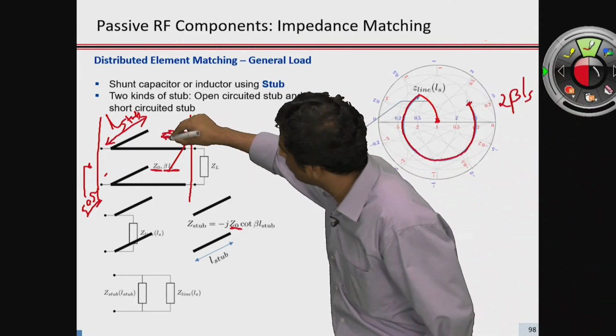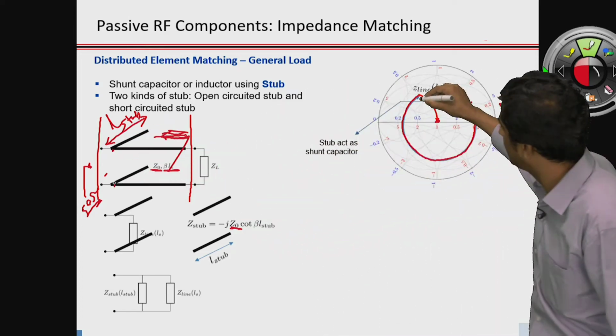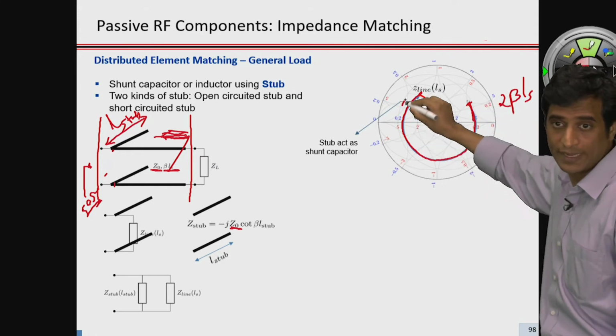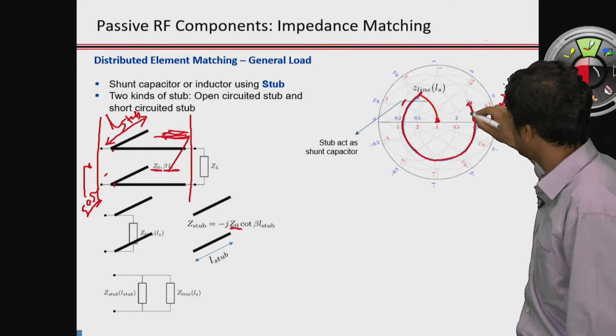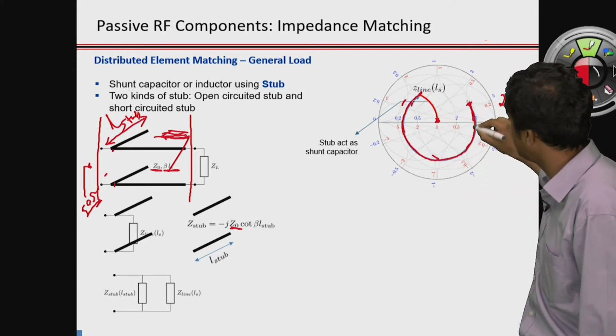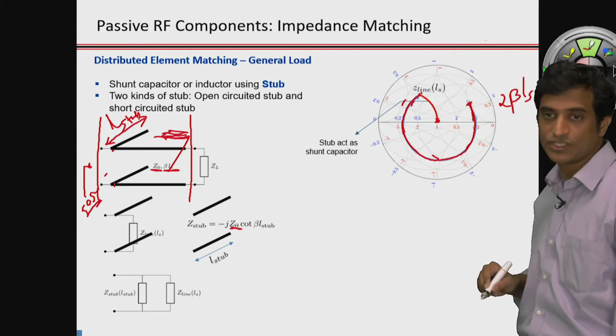So as I move along from the load, right at this point, without the stub connected, I have come to this particular point in the Smith chart, moving by a distance of 2 beta L along the constant reflection coefficient curve. Magnitude of reflection coefficient is constant, just the phase changes by 2 beta L, and we hit this particular point and we stop there.